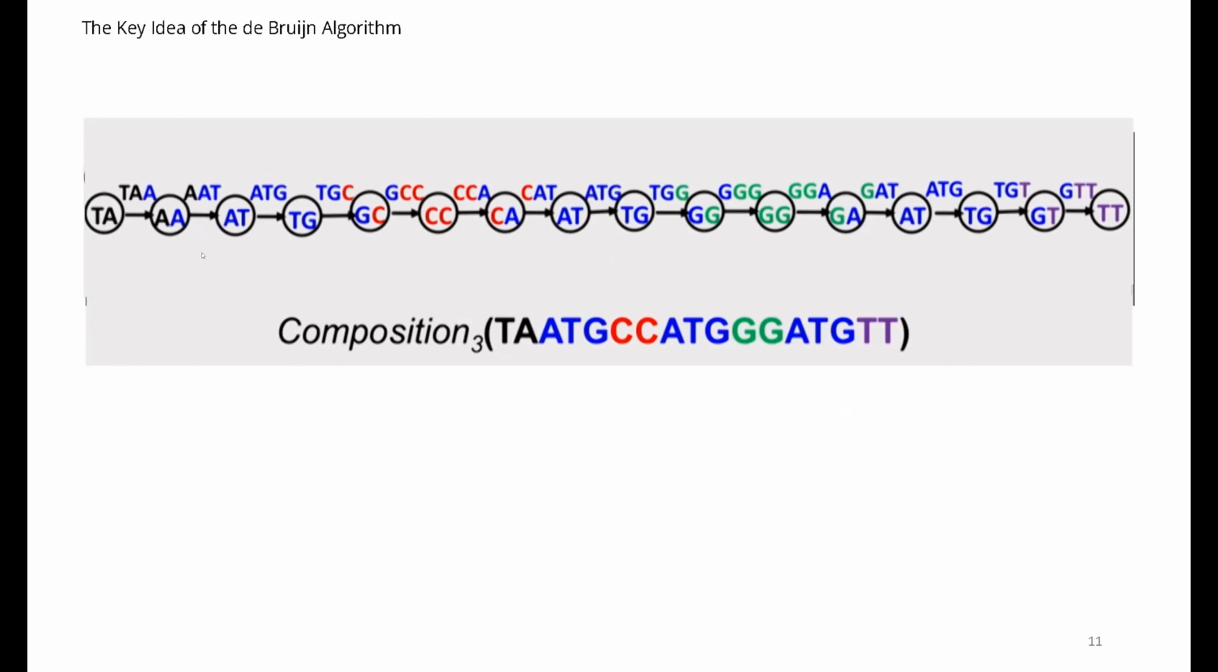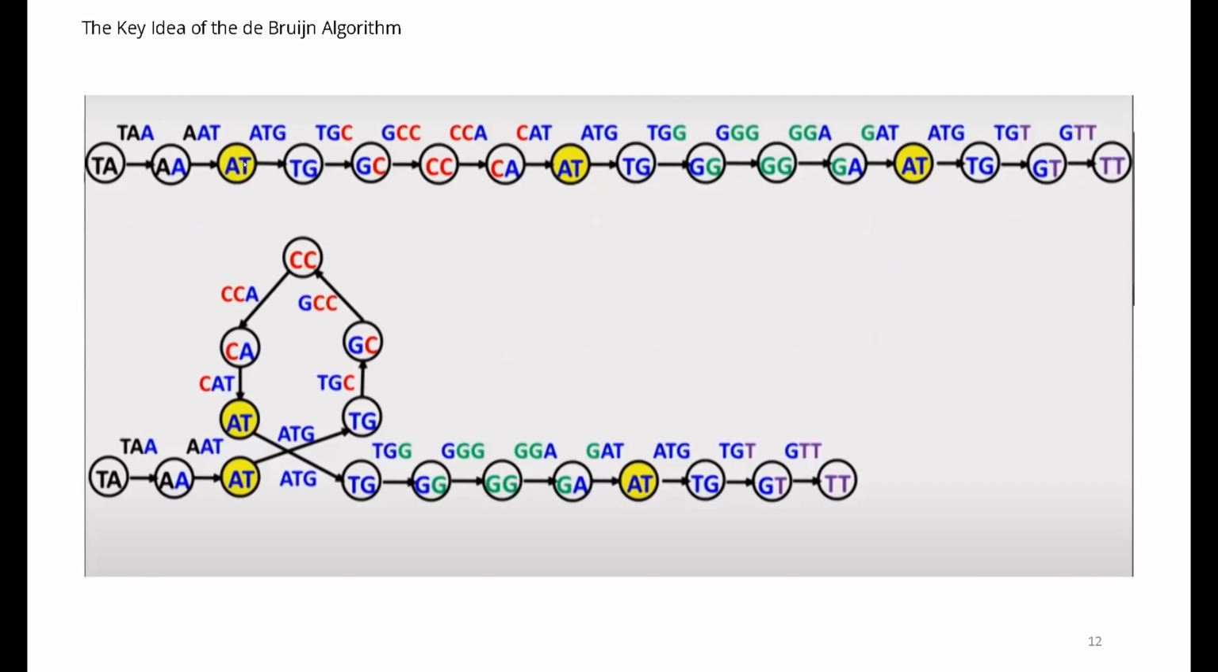I will skip the other steps, and eventually we get the whole picture of how the graph looks. You can notice that these edges are actually our initial k-mers. So when we do the same, we find our nodes and glue them together, as you can see this part and this part of the graph are glued together.